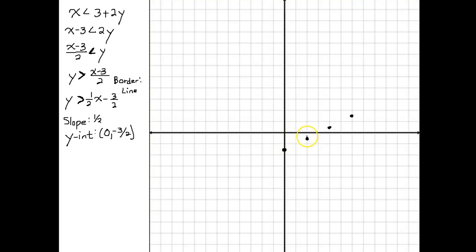So (2, -1/2) would be another point on that line. (4, 1/2) would be another point. (6, 1.5) would be another point, and so on. Now, since it's a greater than, you're going to use a dashed line to connect the dots. If it had been greater than or equal to, or less than or equal to, you'd use a solid line. But since it's greater than, or if it was less than, no equals, you'd use dashed.